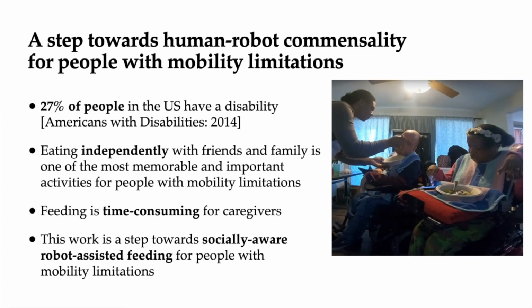The problem of feeding people with mobility limitations in social settings is important. People with mobility limitations find eating independently with friends and family as one of the most important and memorable activities. So this work is a step towards socially aware robot-assisted feeding for people with mobility limitations.